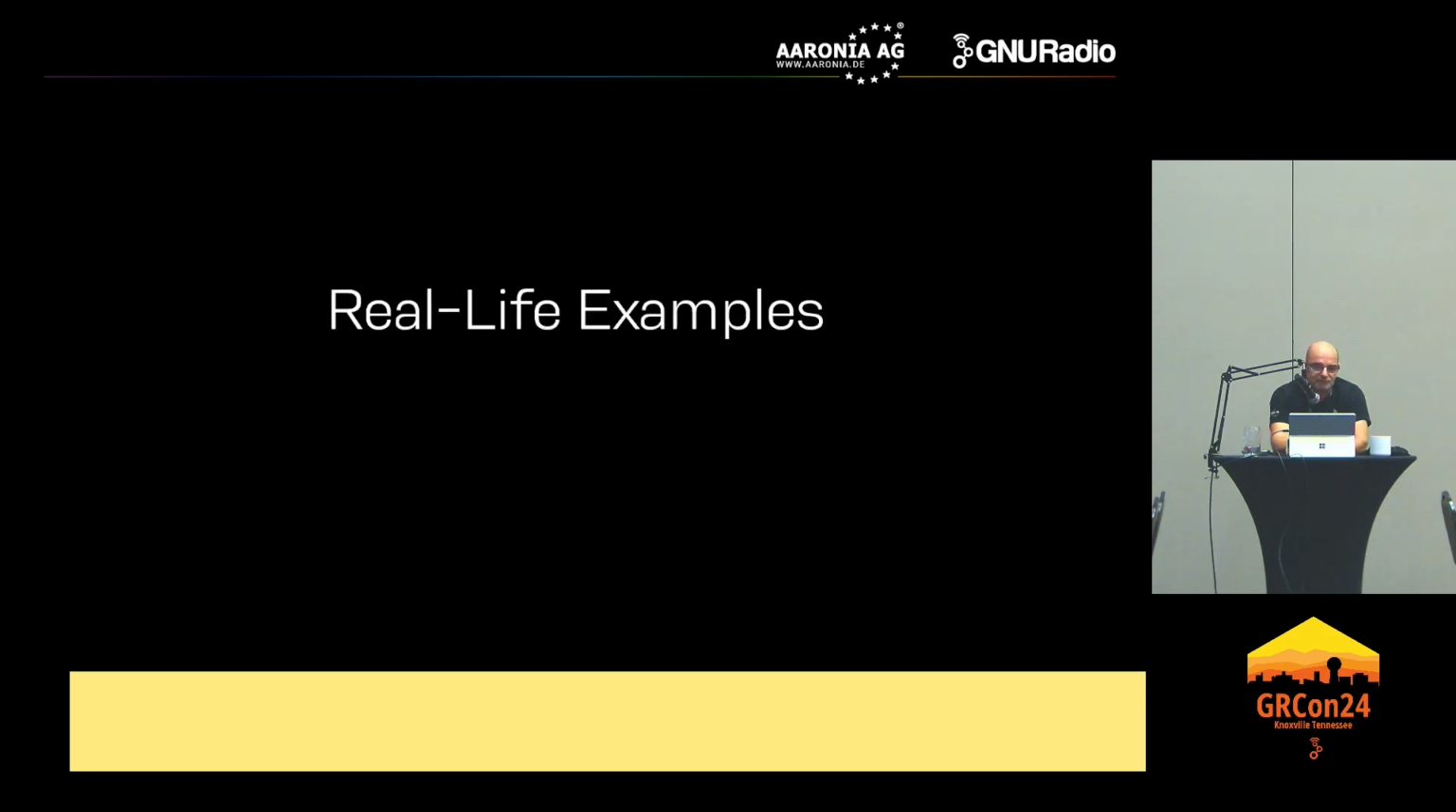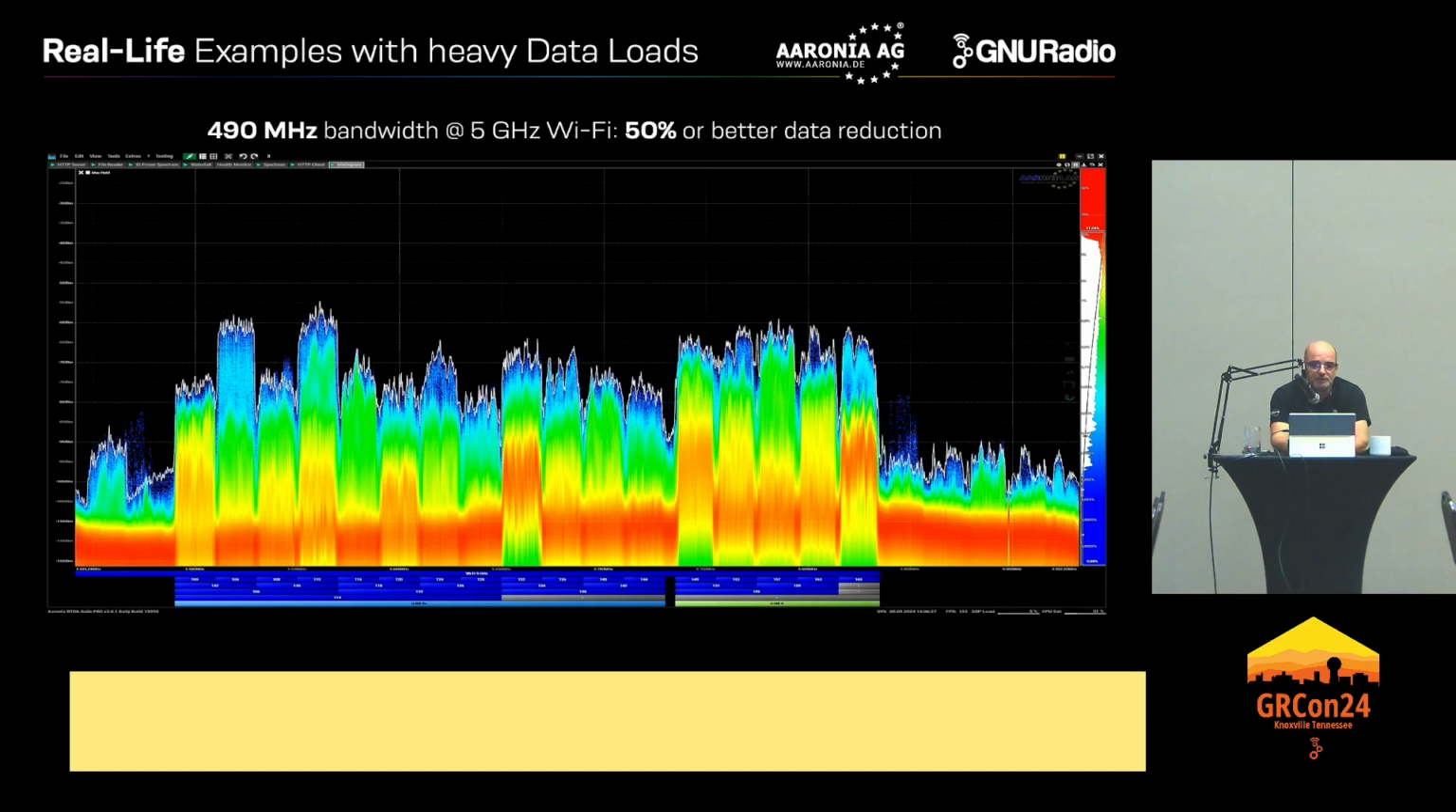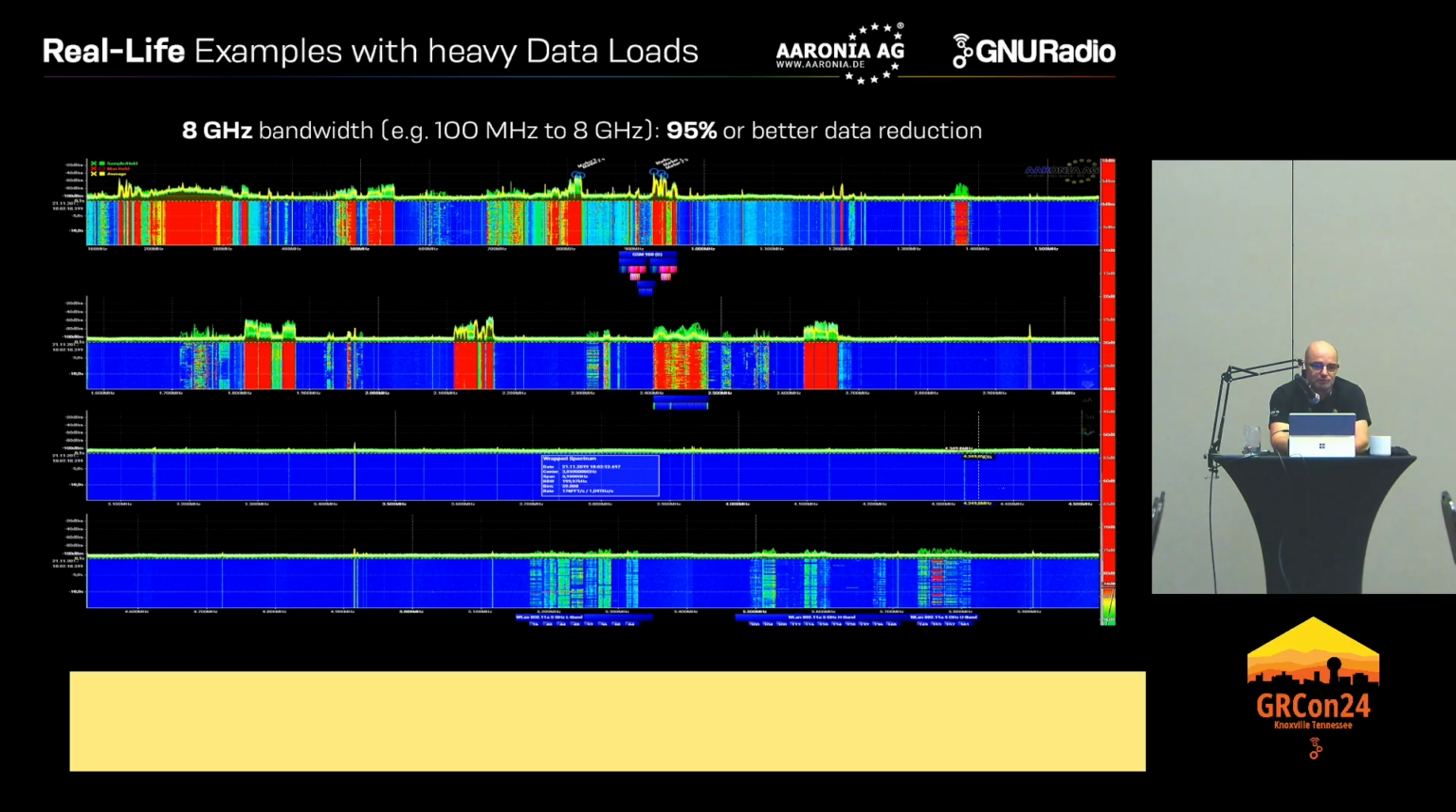So, real-life examples: for instance, we have 5 gigahertz Wi-Fi, super highly occupied, and the real-life test shows that we can get a 50% data reduction, which is really, really good if you look at that graph. And if we do wideband monitoring, that's exactly what it's made for. We could, for instance, monitor 8 gigahertz, and in our test with super highly occupied bands, we get a 95% data reduction, which is shockingly good. And yeah, that's it so far.